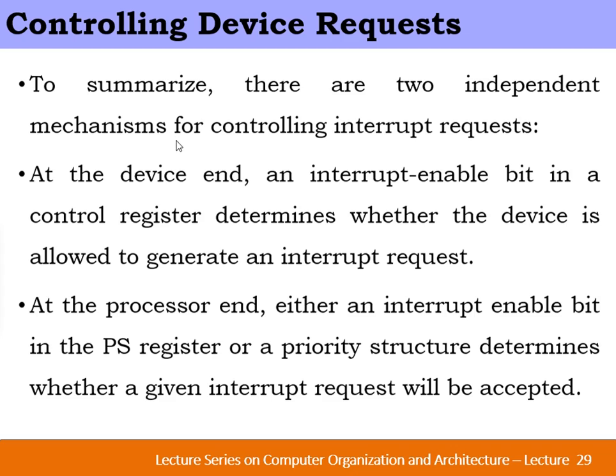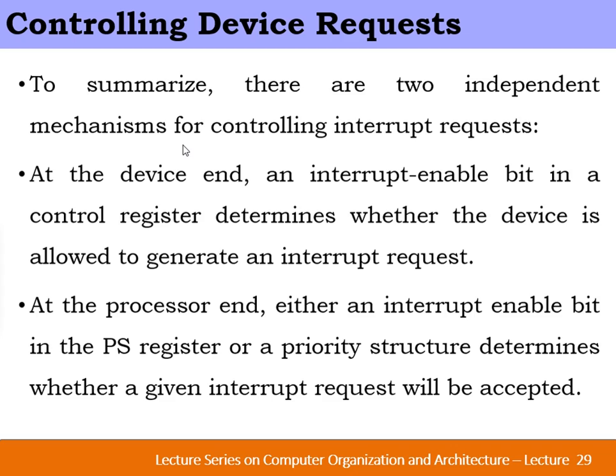So to summarize, we are going to consider two mechanisms. Now the thing is that we are going to control an interrupt request, that is, which particular device needs to generate an interrupt and which should not. The one device which is involved in the program can generate an interrupt request. Idle devices, even though they have become ready, should not generate an interrupt request.